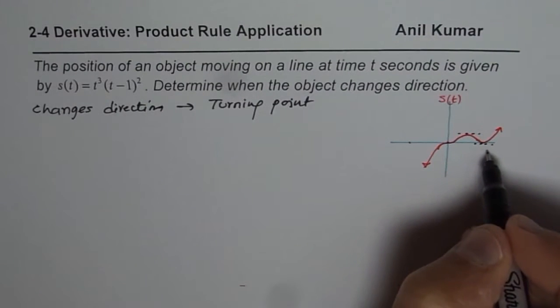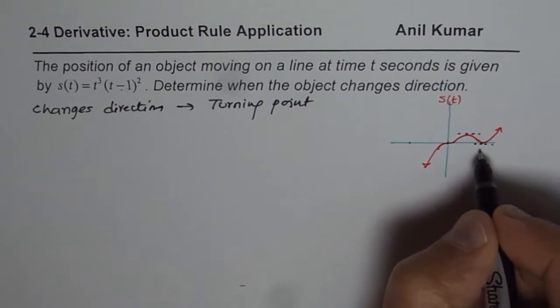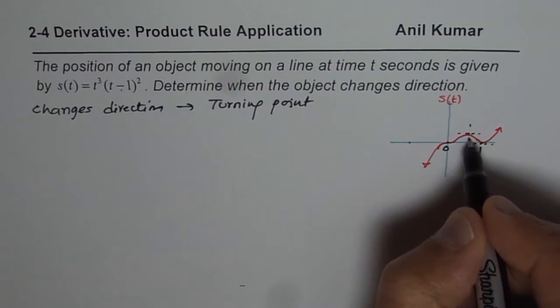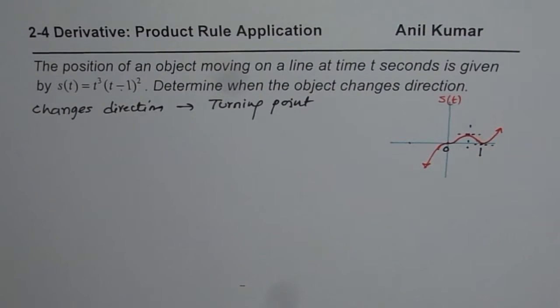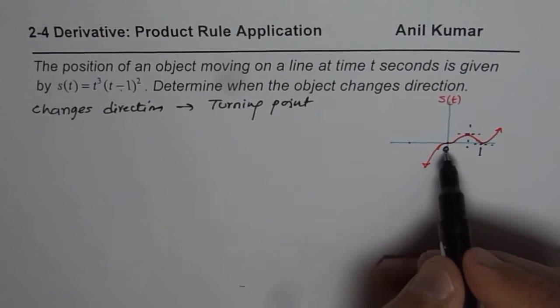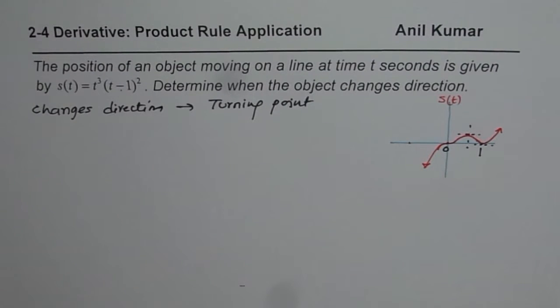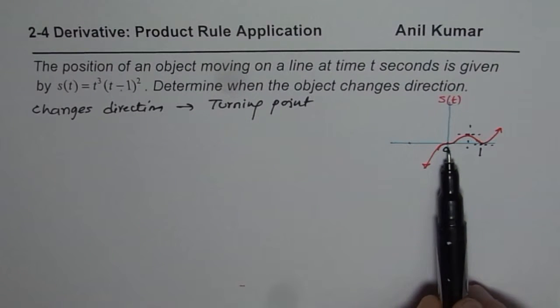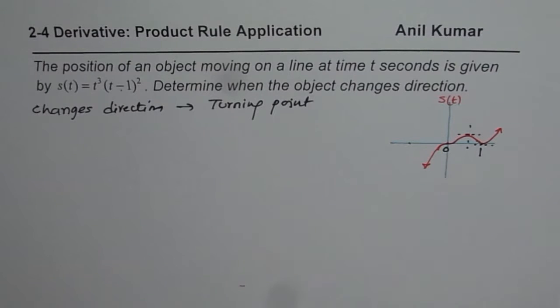One of them is known to us, which is at t equals 1, right? This point is at 0, and this is the one which we need to find, correct? At 0, we do see that the tangent is horizontal, but the direction does not change. So that is the key thing which you need to understand, okay?